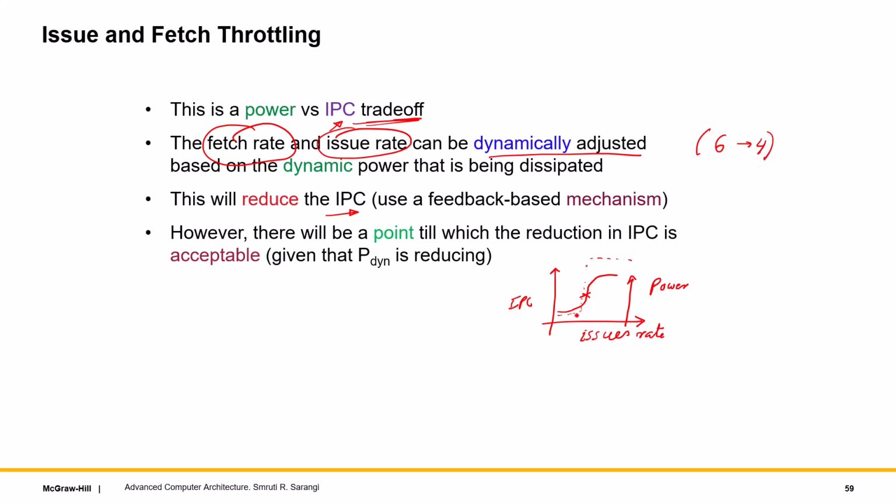So we can plot the IPC with the issue rate and say that, look, as we increase the issue rate, IPC increases, power also increases. What do I consider to be a nice and safe point? This is a decision that architects have to make based on other considerations.